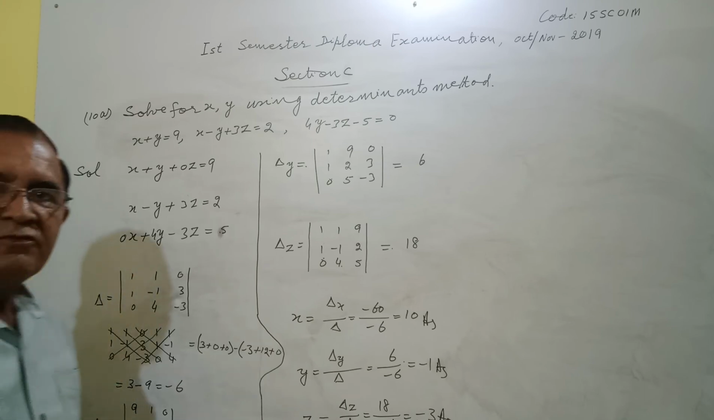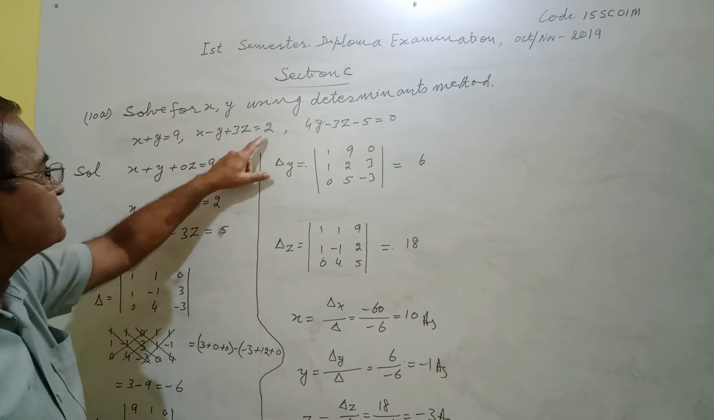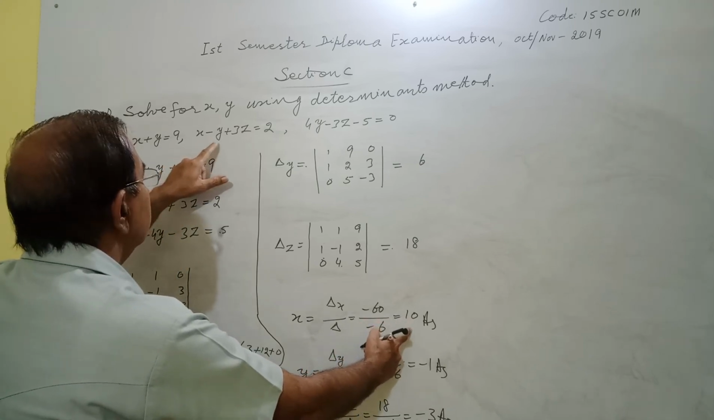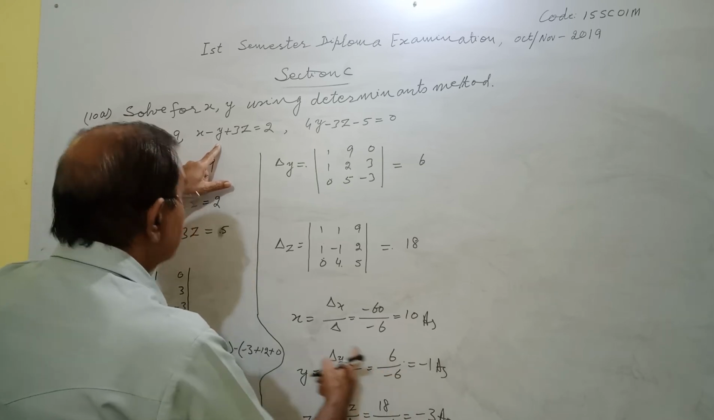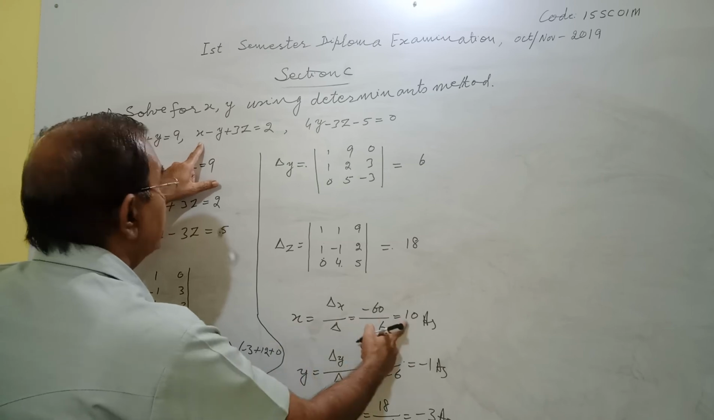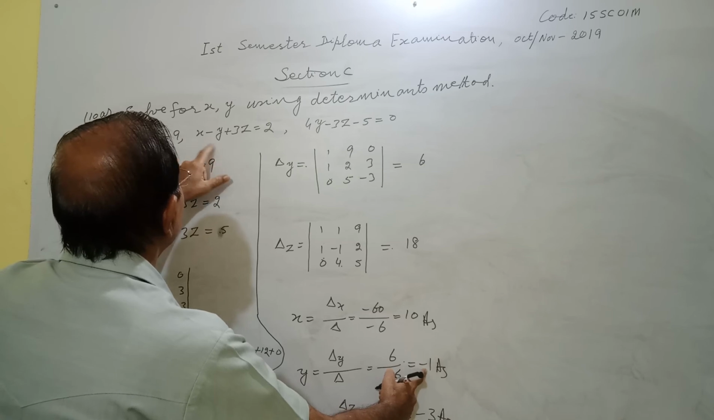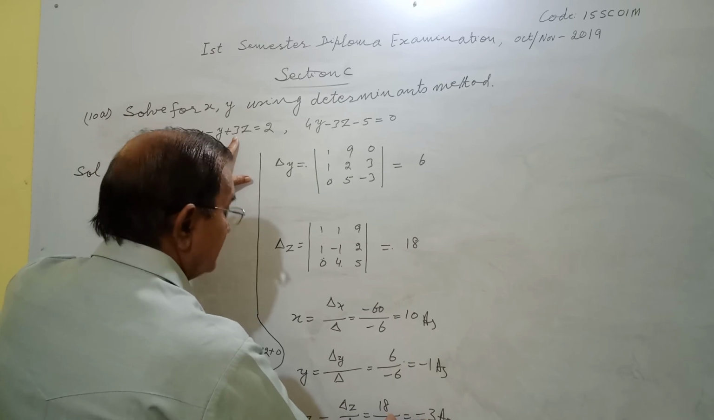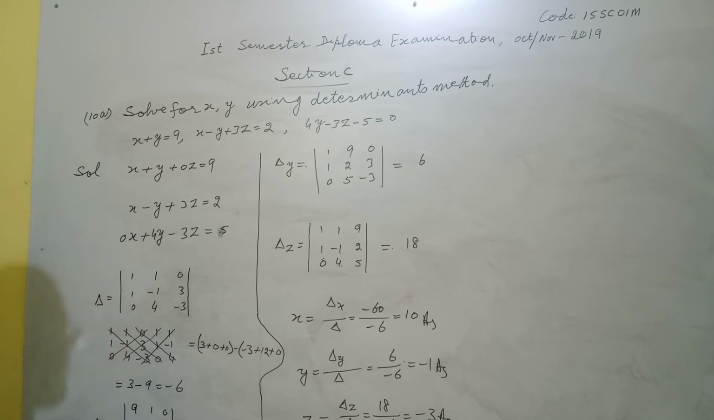How can we verify? Where we have these three entries x, y, z, put them there, then the answer should come out to be true. X is 10, y is minus 1, so 11, z is minus 3, 11 minus 3 is 8, so the right side is also 8. So hence our answer is true. Like that you can solve.